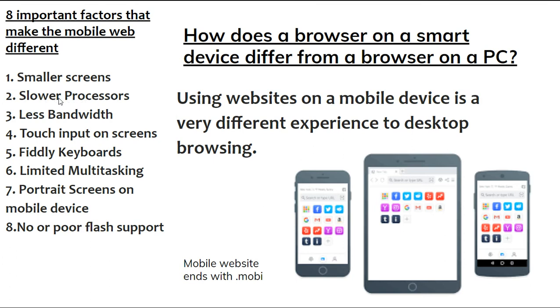It's going to be working with slower processors, so the CPU on a phone is much smaller and less capable than a gaming CPU on a desktop. Often you want to use less bandwidth because you're on your phone and maybe using mobile data. You don't want a website that's got so much content it's going to take a long time to load.